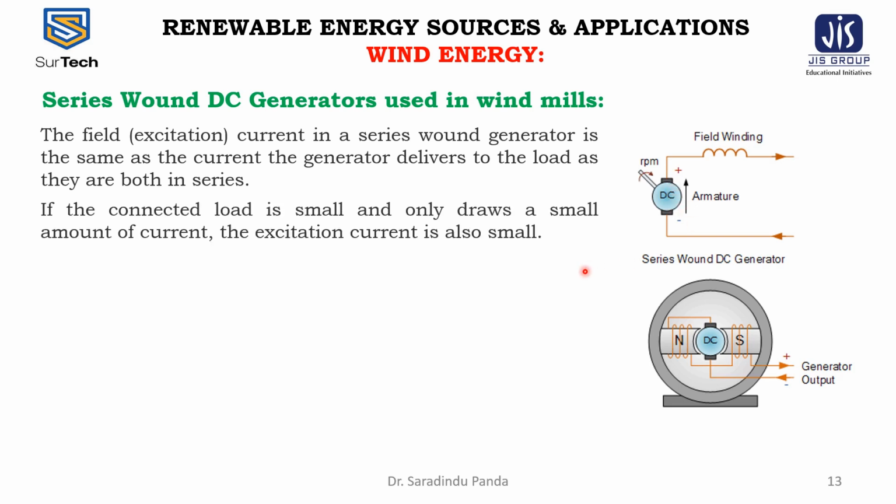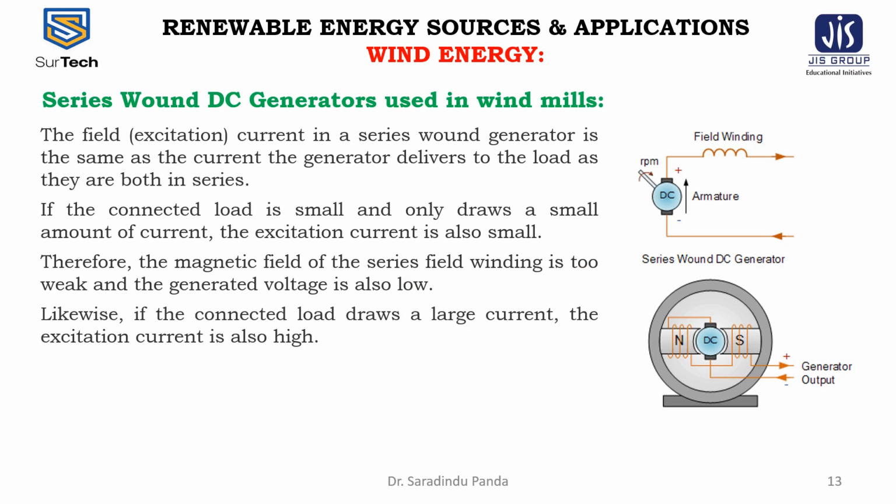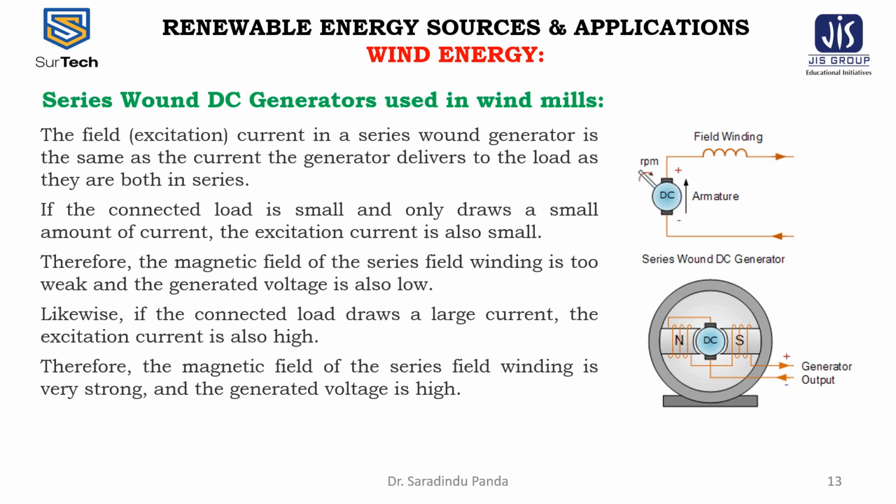If the connected load is small and only draws a small amount of current, the excitation current is also very small. Therefore, the magnetic field of the series field winding is too weak and the generated voltage is very low. Likewise, if the connected load draws a large current, the excitation current is also very high. Therefore, the magnetic field of the series field winding is very strong and the generated voltage is very high.